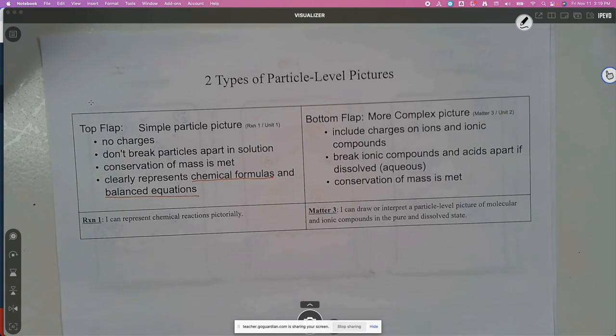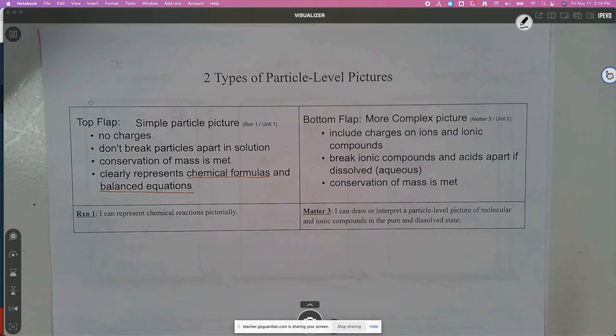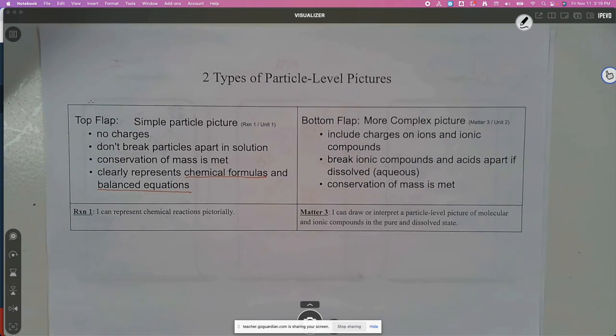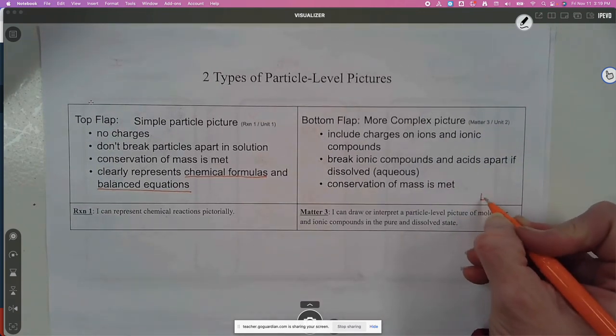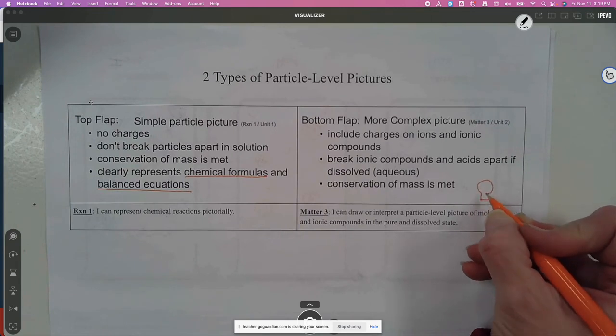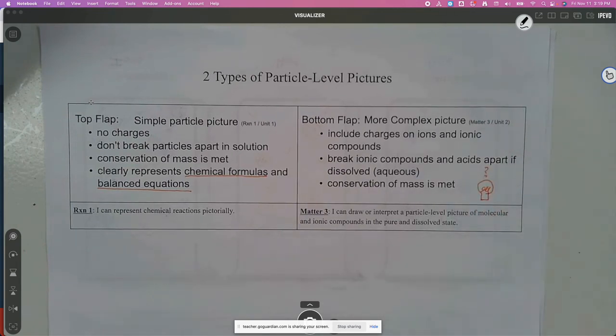Our bottom flap pictures are a lot more complex. They go with our matter 3 target. It's more like our Unit 2 pictures. We include charges on ions and ionic compounds. We break up those ionic compounds in the acids if they're dissolved or if they're aqueous, but we make sure that the conservation of mass is met. And these are the pictures that we need if we need to make a prediction about what's going to happen with our light bulb.